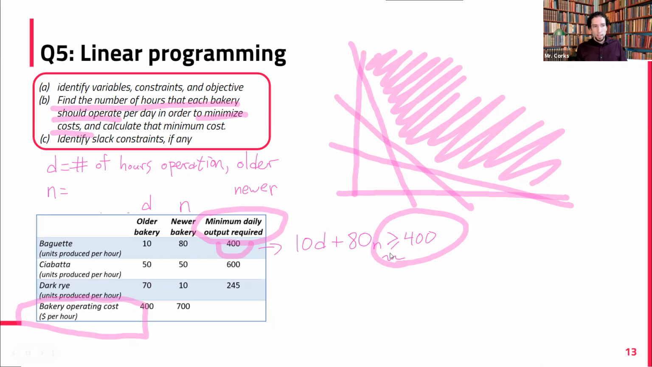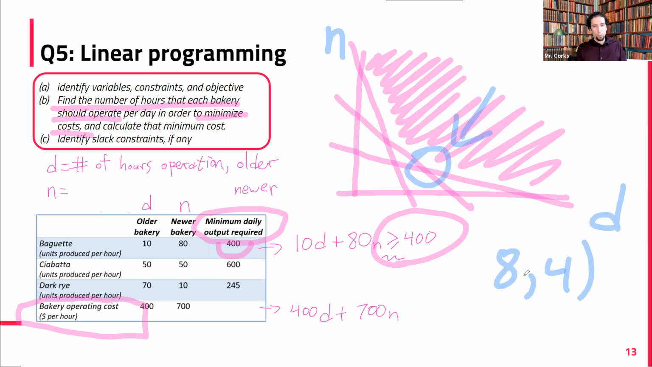All right, exact same thing for the other 2. And then we have our objective function, 400d plus 700n. And then we put that on our graph somewhere. And it turned out that this point, if we had d on this axis and n on the vertical axis, was the one that ended up being the best. I think it was 8.4. If I remember correctly. Yeah. Okay. So that was the point.